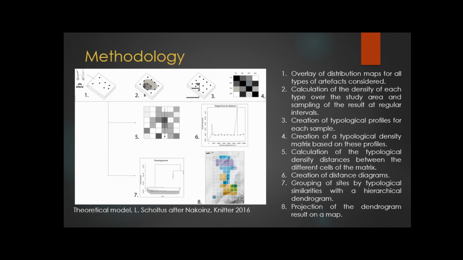Then I can calculate the typological density distances between each cell of the matrix using values obtained for each sample with the last step. This calculation allows me to create distance diagrams to observe on a given axis the differences in typological density between the cells encountered. I can also use a hierarchical dendrogram to group the cells of the matrix by similarity. Finally, the groups created using clustering methods are projected on a map to observe the distribution of the links between the cells.